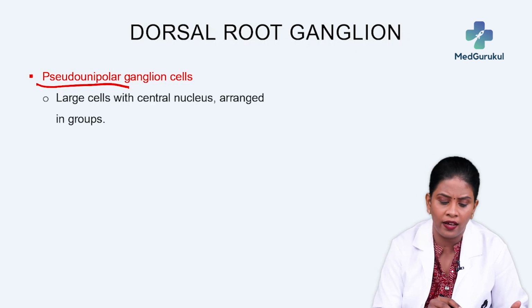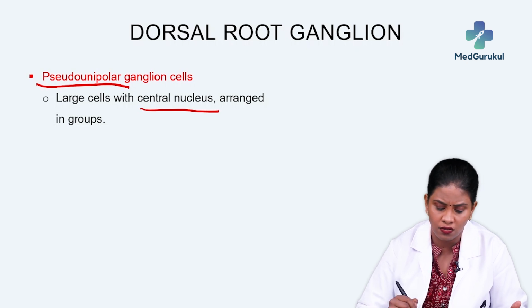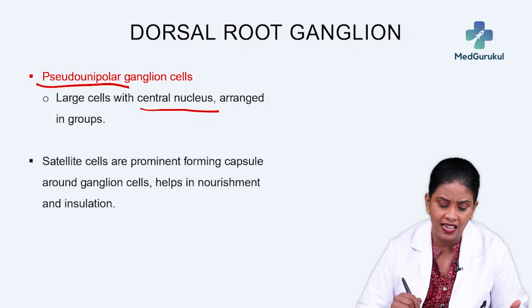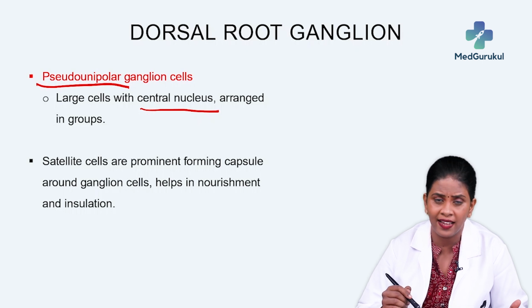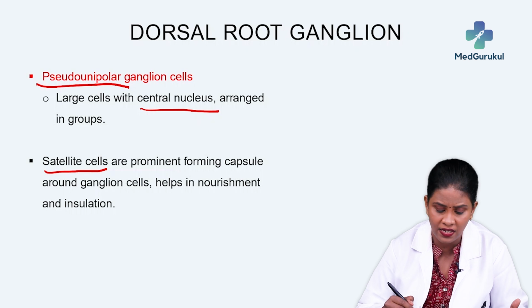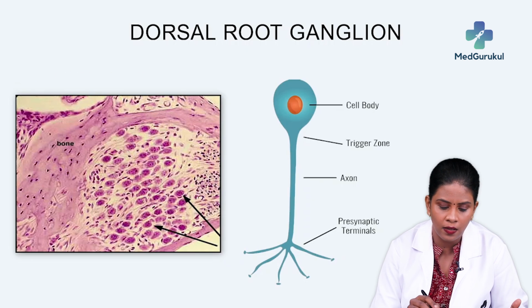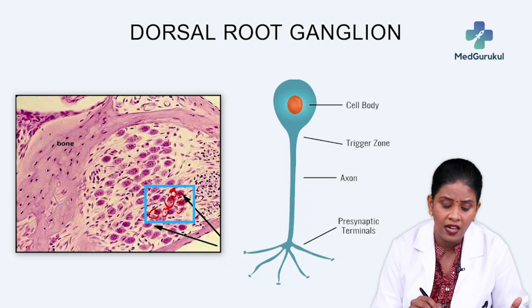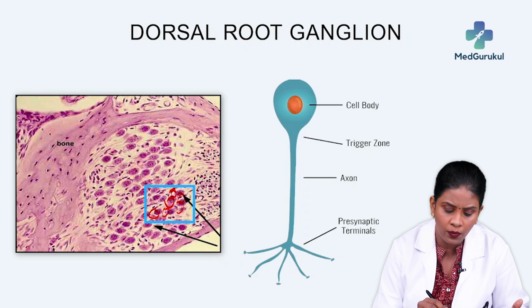So, how do these pseudo unipolar neurons look? They are large cells with a central nucleus, and these ganglion cells are arranged in groups, and satellite cells are prominent. Surrounding each axon we already saw the satellite cells. Here also satellite cells are present, which are very prominent and help in nourishment and insulation. So, this is the histological picture of dorsal root ganglion, where you are able to see round ganglion cells. They are not scattered, they are grouped in bundles, and surrounding them blue colored dots are seen, those are the satellite cells.